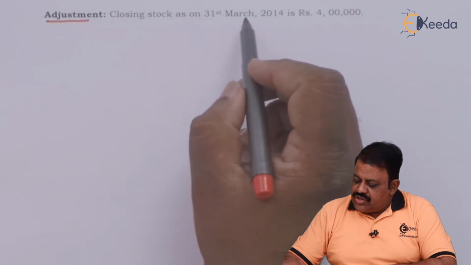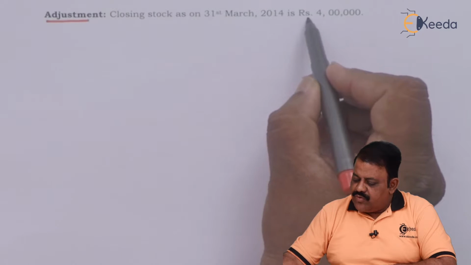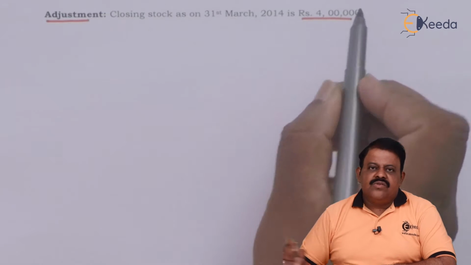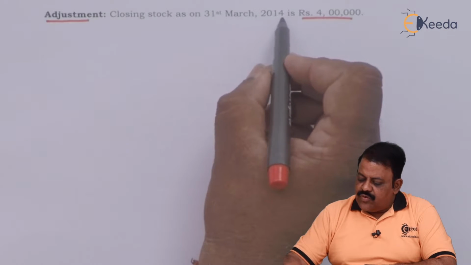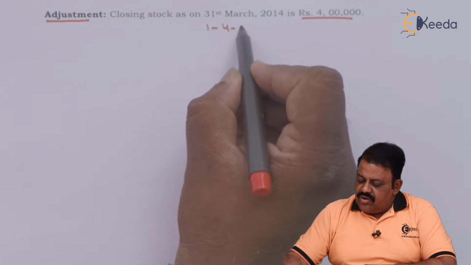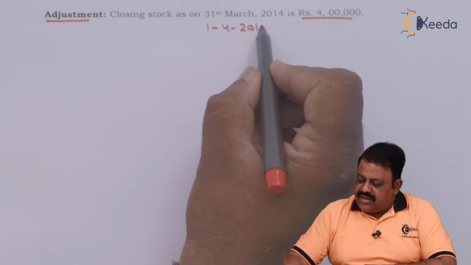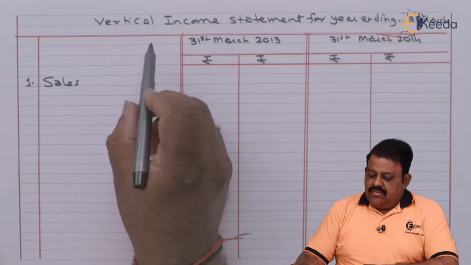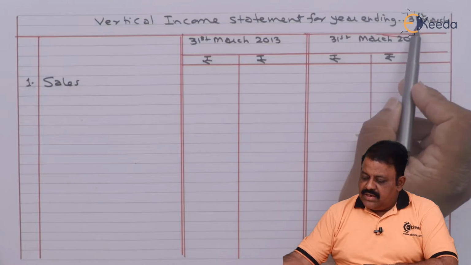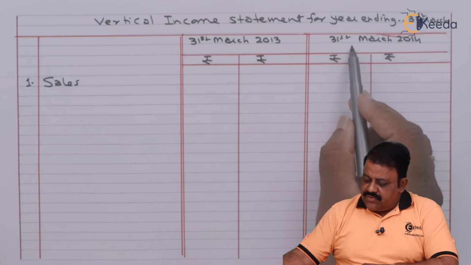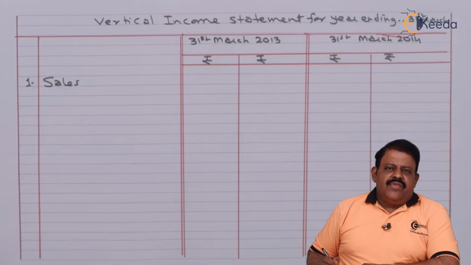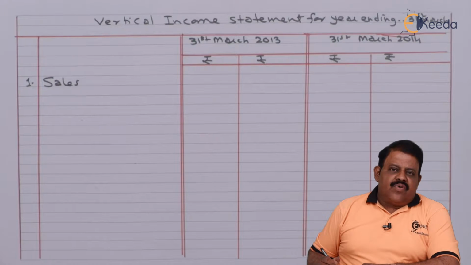Adjustment, closing stock as on 31st March 2014 is rupees 4 lakh. This is the closing stock as on 31st March 2014. That means on 1st April 2014 it will be the opening stock. Vertical income statement for the year ending 31st March 2013 and 31st March 2014. With the help of two trial balances, we will be preparing two income statements for the respective years.